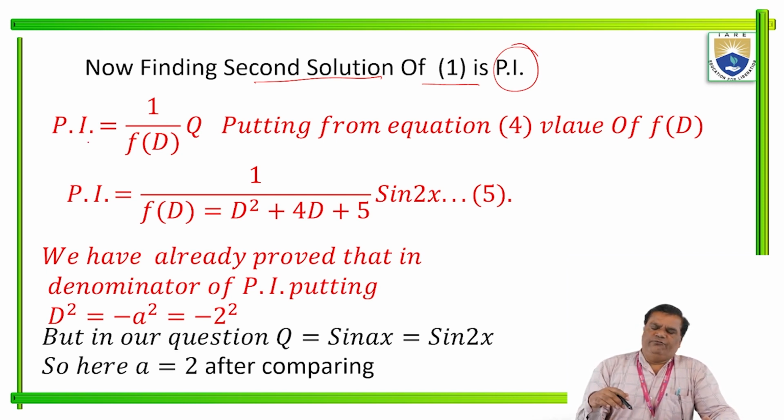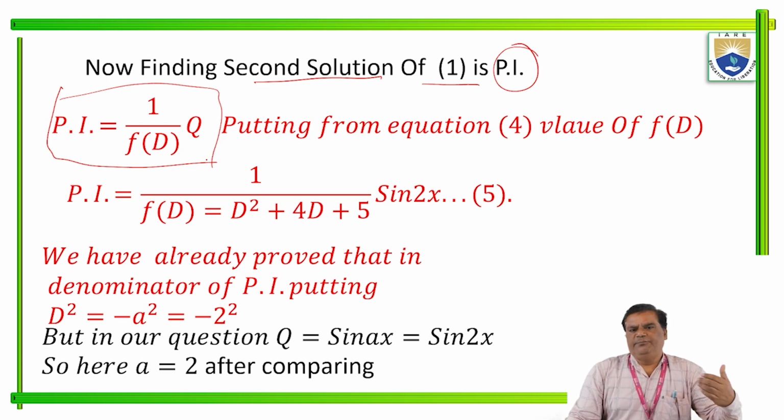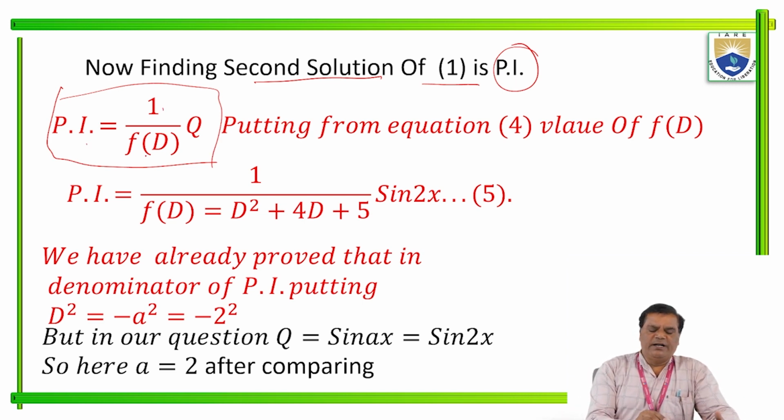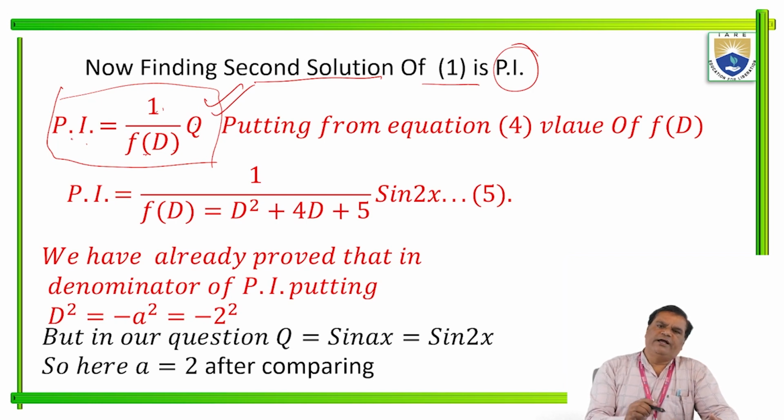First, which formula do we apply for PI? This is the basic formula to find PI. PI is equal to 1 upon f(D) into Q. This formula is very important and we use it in every step. So this is PI equal to 1 upon f(D) into Q.